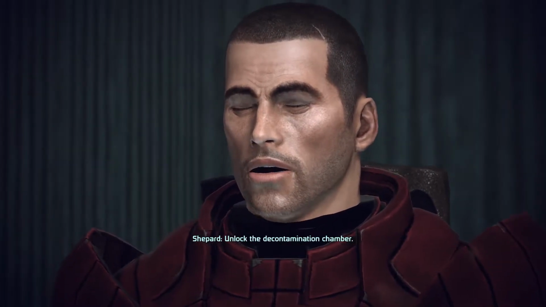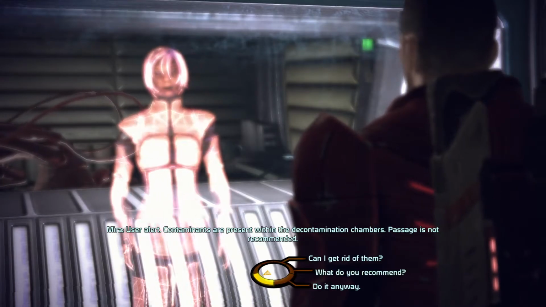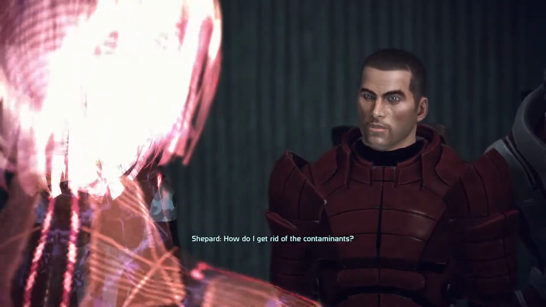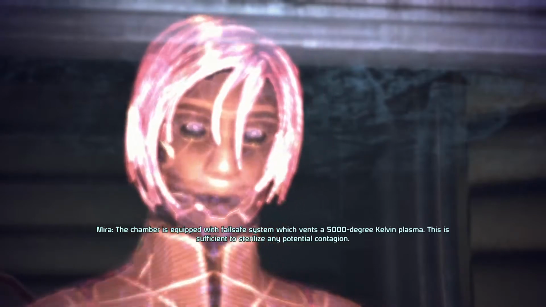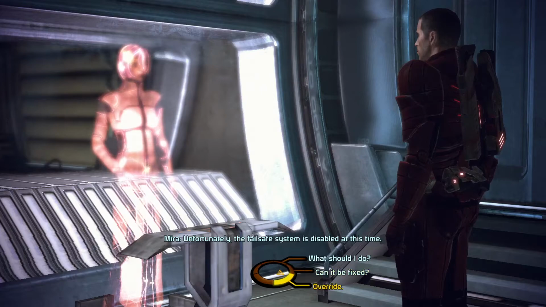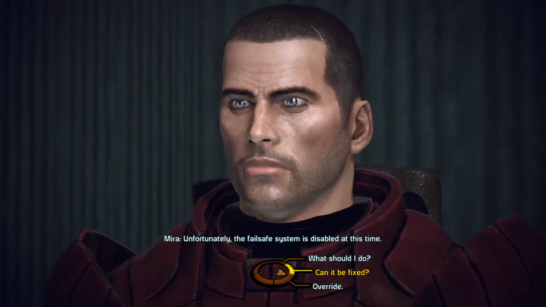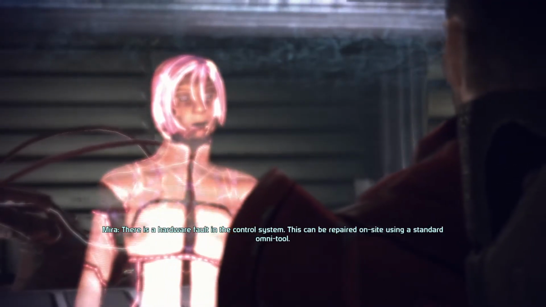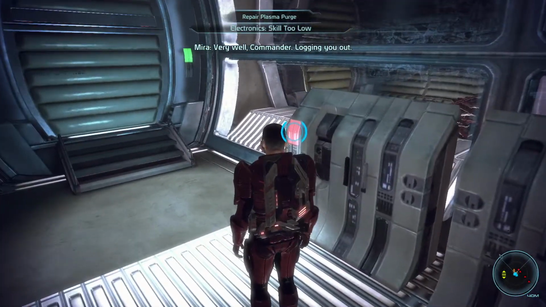Unlock the decontamination chamber. User alert. Contaminants are present within the decontamination chambers. Passage is not recommended. How do I get rid of the contaminants? The chamber is equipped with a fail-safe system which vents a 5,000 degree Kelvin. Unfortunately, the fail-safe system is disabled at this time. What's the problem? There is a hardware fault in the control. That's all I need. Very well, Commander. Logging you out.